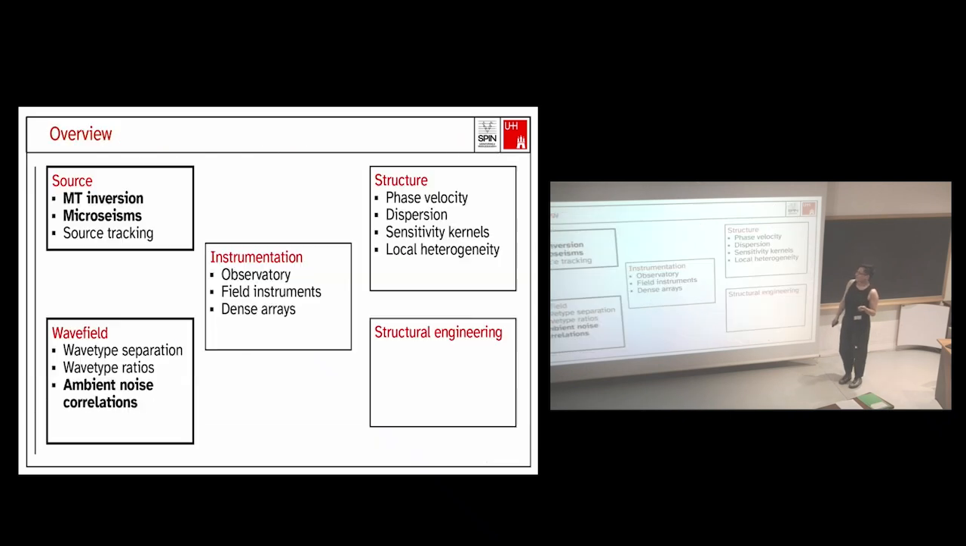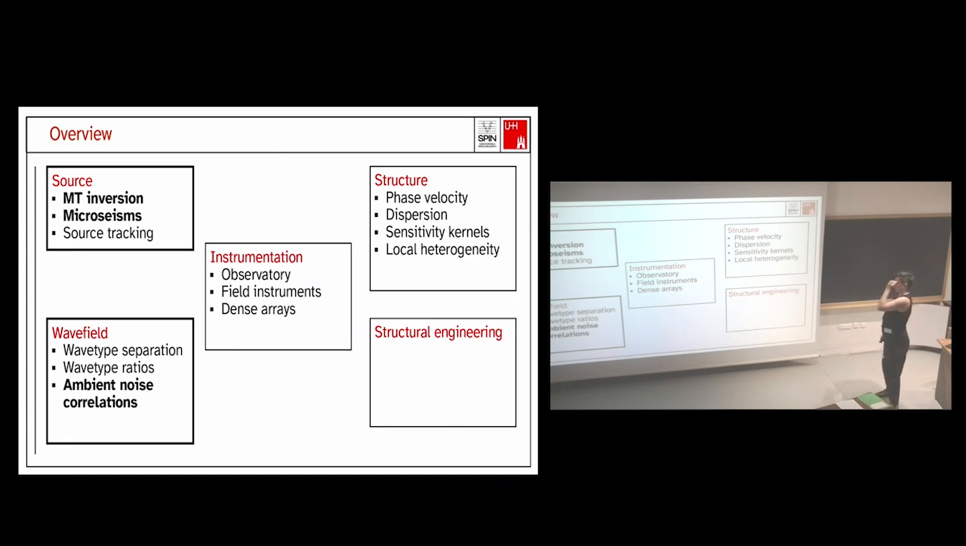Okay, so that wraps up for now the wave field part. I've added the ambient noise correlations to wave field. It could also go under structure. And we've seen before that in terms of source, we can extract direction towards source. We can pick up microseism, but we could also do, for example, source tracking with just a single station. And that has been done for rupture tracking of earthquakes, for example.